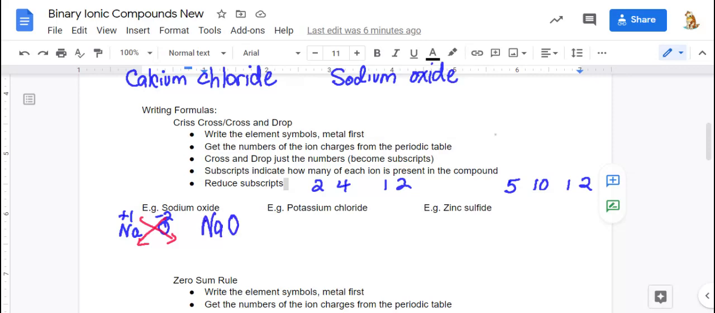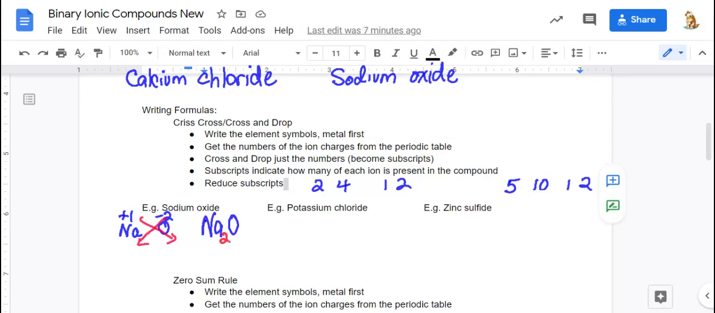So we know that this is Na2O1, but we don't have to write the 1. So the 2 came across to the sodium and dropped down. The 1 went across to the oxygen and came down.